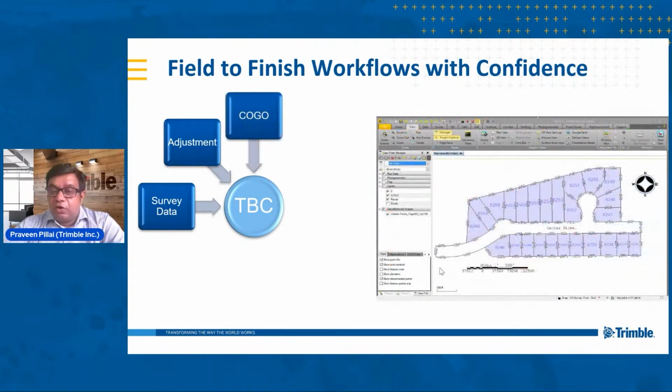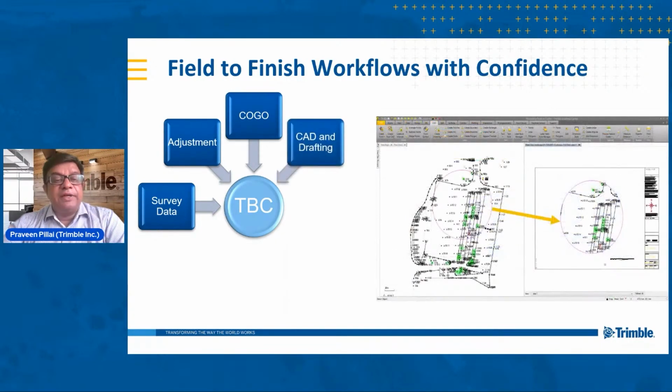Then we have something called coordinate geometry. We have the entire preparation of a map from A to Z, which can be done in TBC. If you have the point data, you can use TBC software to do complete COGO functionality, and then you can prepare a map out of it. We have CAD and drafting functionality as well in TBC, which you can see here. It creates automatic plot creation, automatic GIS feature attribute creation, everything from the field, and then it can be directly printed or exported.